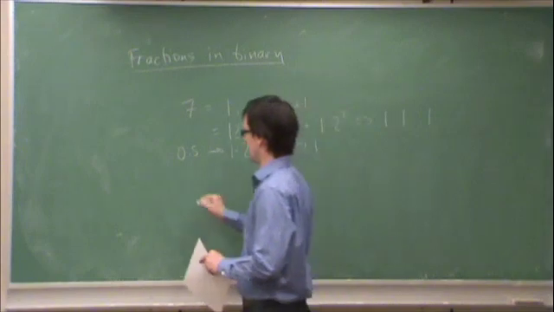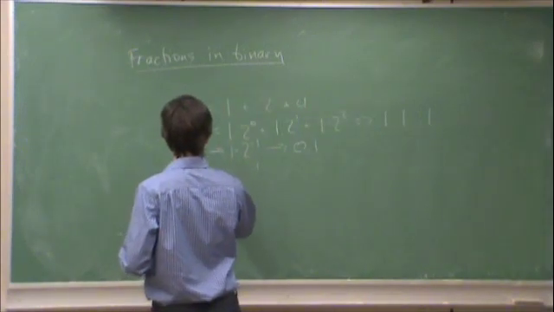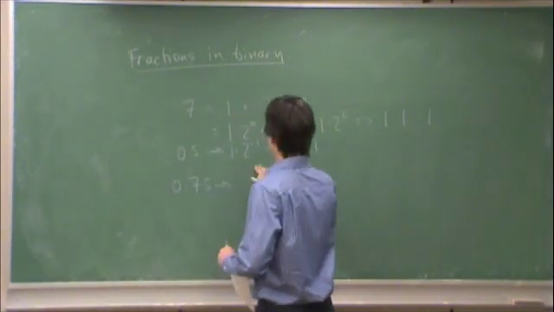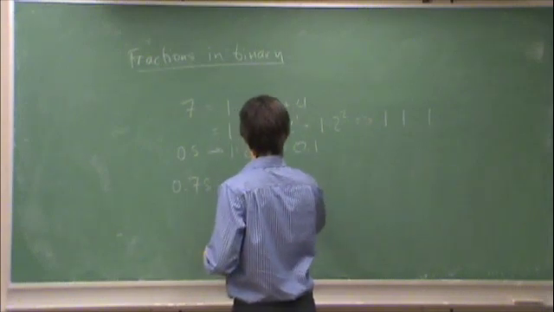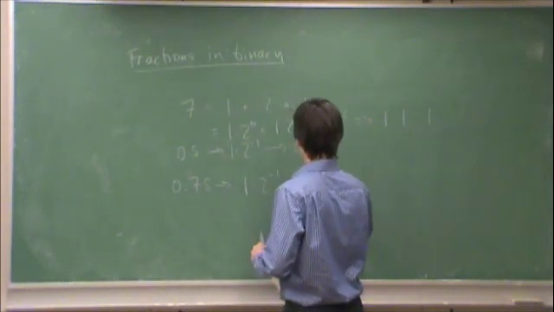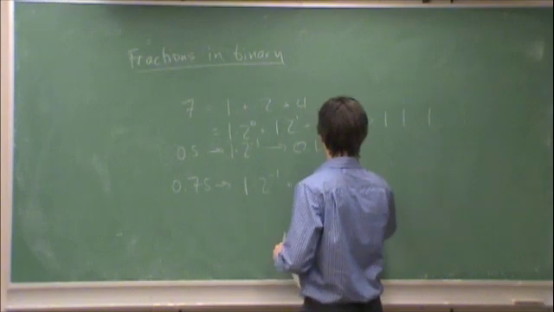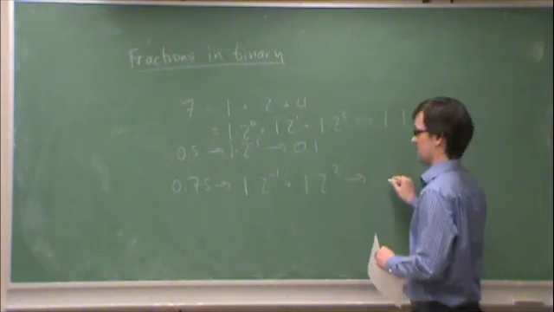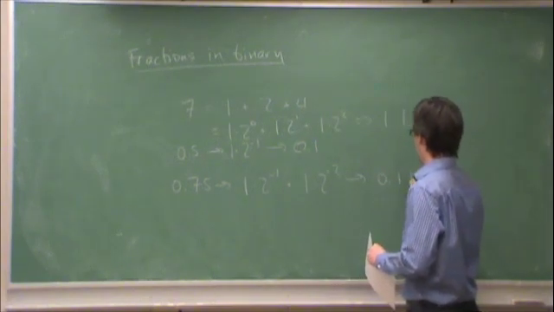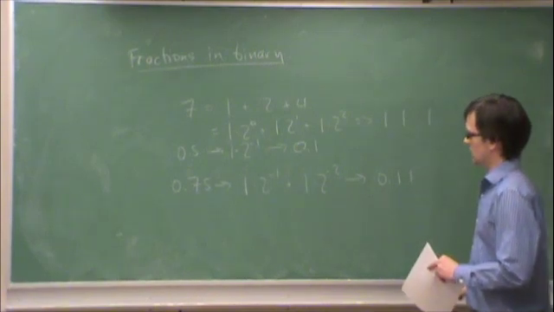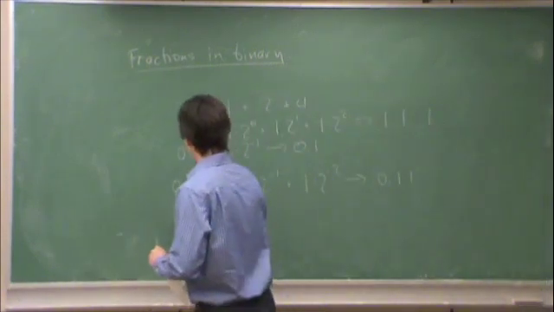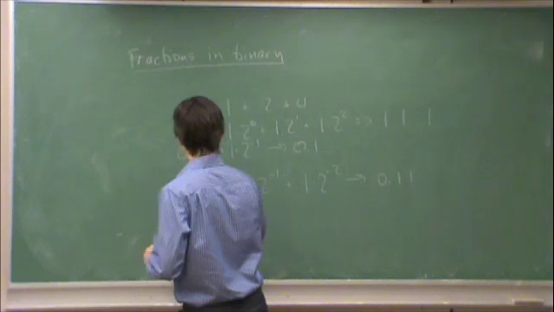If I have, let's say, 0.75, that would be 1 times 2 to the minus 1 plus 1 times 2 to the minus 2. So my binary representation of that fraction is 0.11. Or similarly, let's say 0.625.